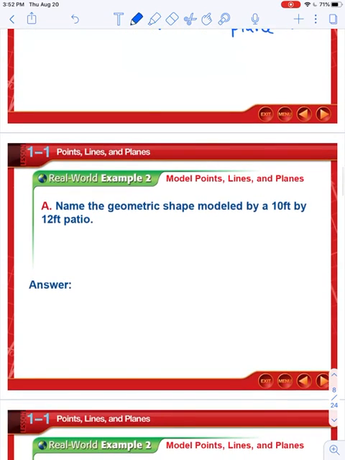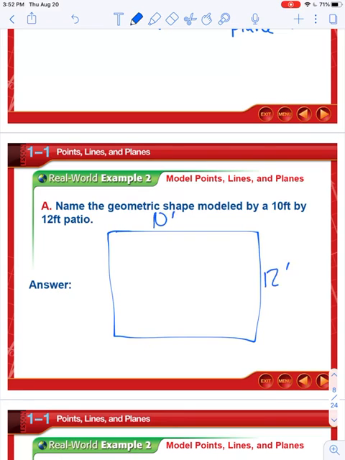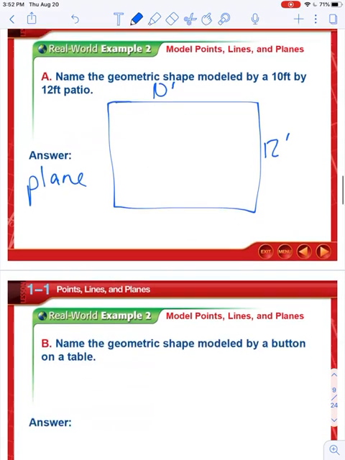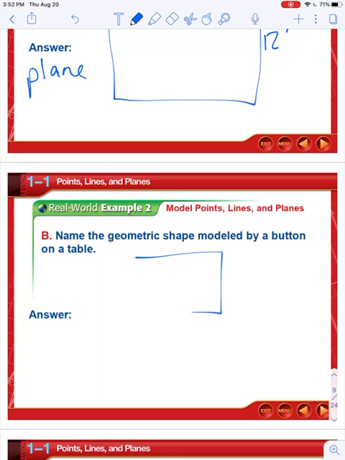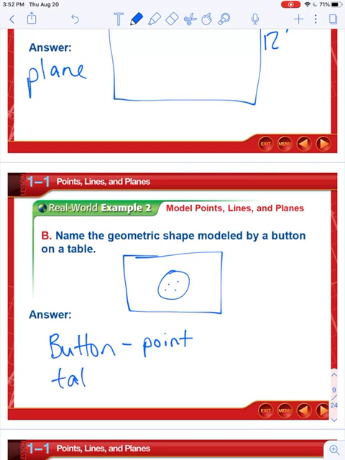These ones will go pretty fast. If we have a patio that's 10 foot by 12 foot, this is just a plane. So we're looking if it is a point, line, or plane. So this shape would be a plane. A button on a table, depends on what we're talking about. The button, I would consider that a point, while the table, I would consider that a plane.